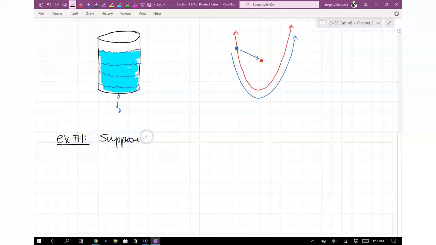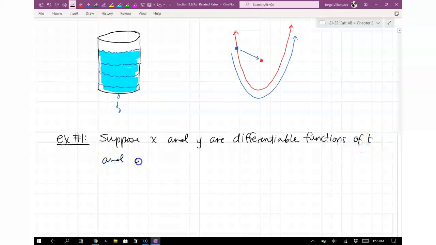Suppose x and y are differentiable functions of t and are related to y equal to x squared plus 3.